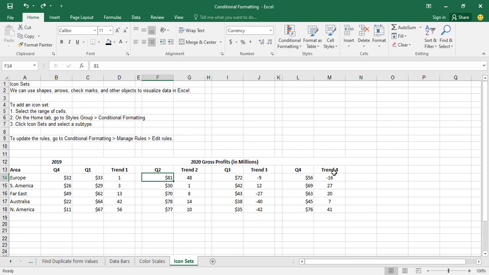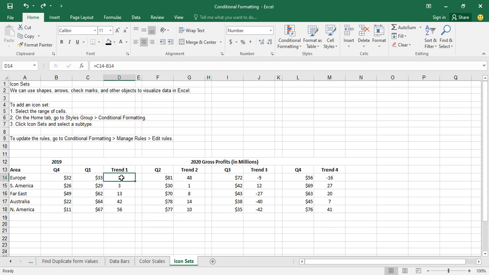So that's why we have trend 4. It's actually only Europe that has a negative trend, which is a downward trend. Others made improvements on their third quarter profits. So how do we use icons to show this trend so that at a glance we will know who is going up, who is remaining flat, or who is not making profit, or who is going downward?